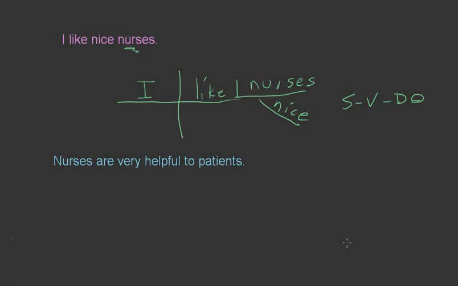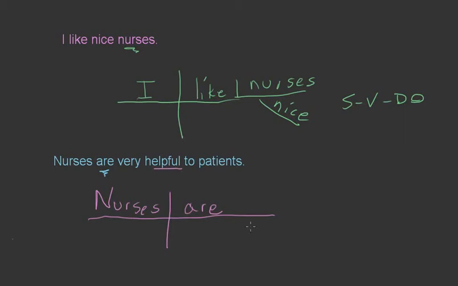Now we have nurses are very helpful to patients. All right, let's find a verb, and are is always a verb. Let's change color here. Who or what are? Nurses are. All right, let's do a baseline. And we have capital N. Nurses are whom or what? We get an answer, helpful.